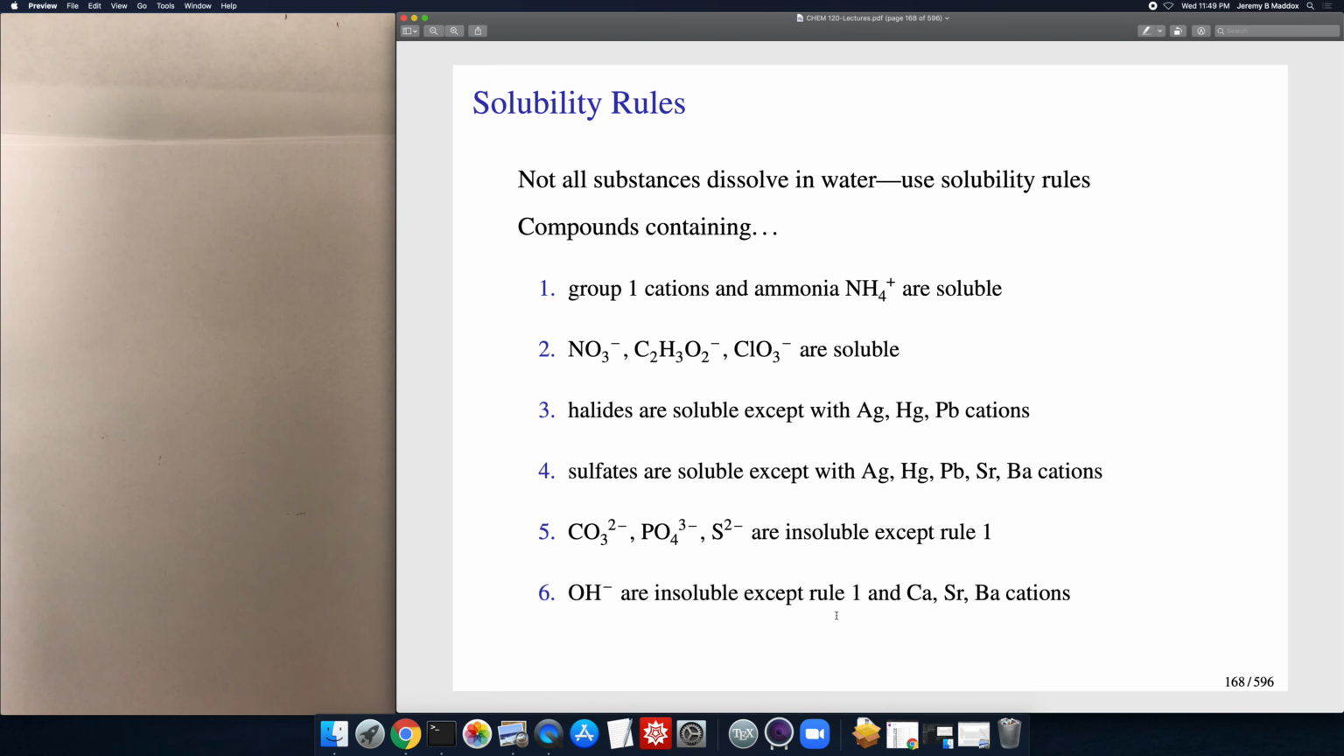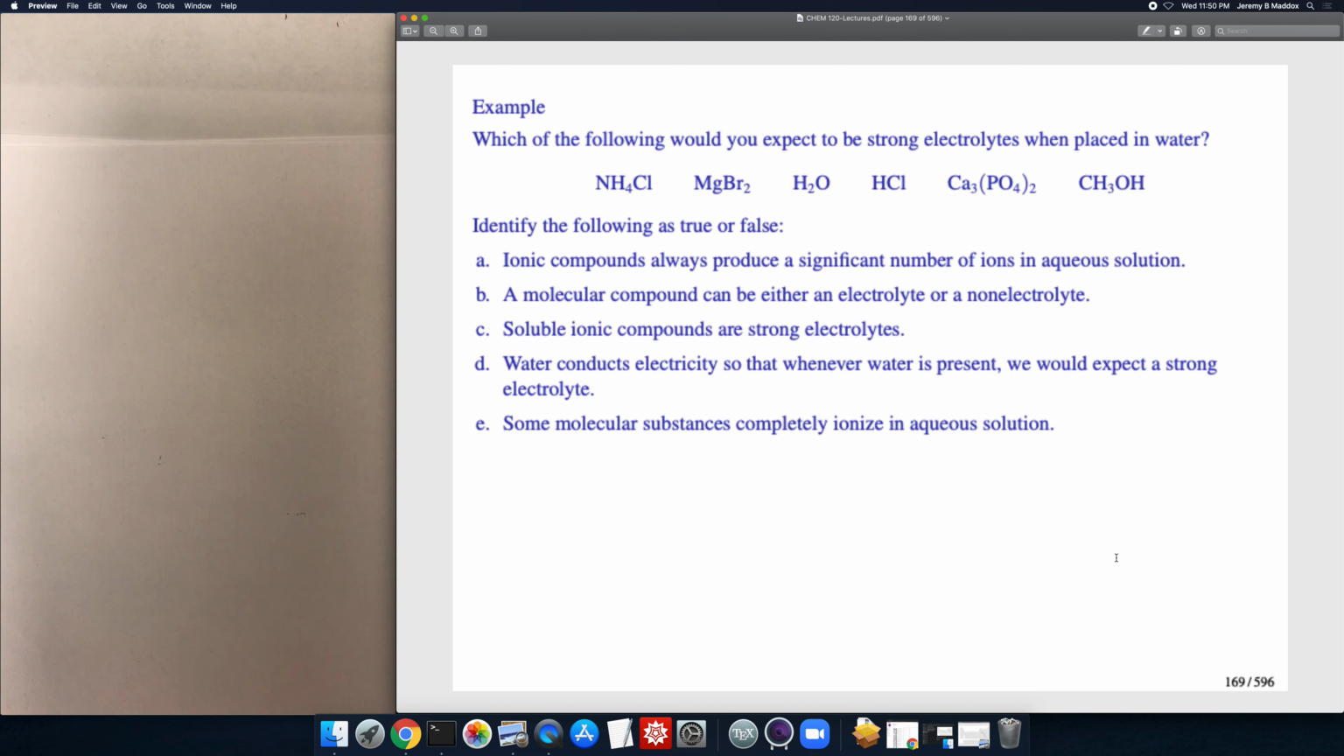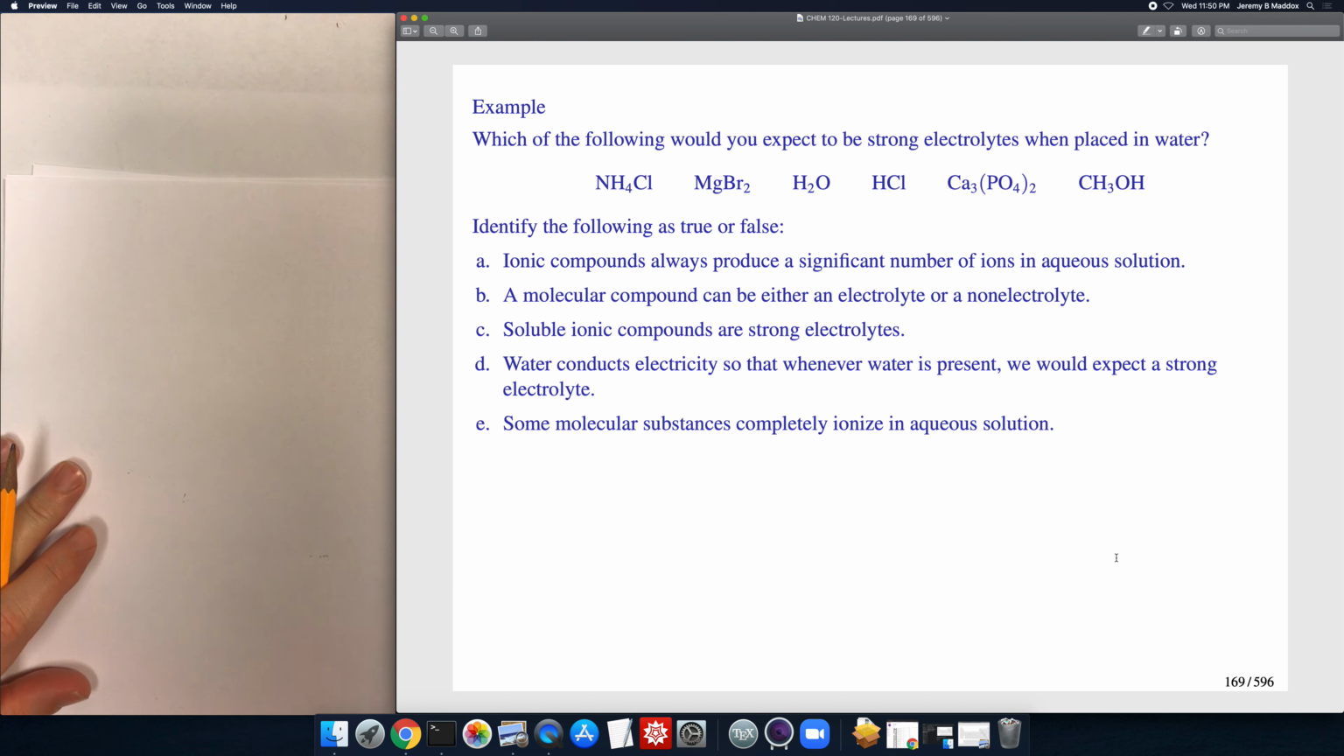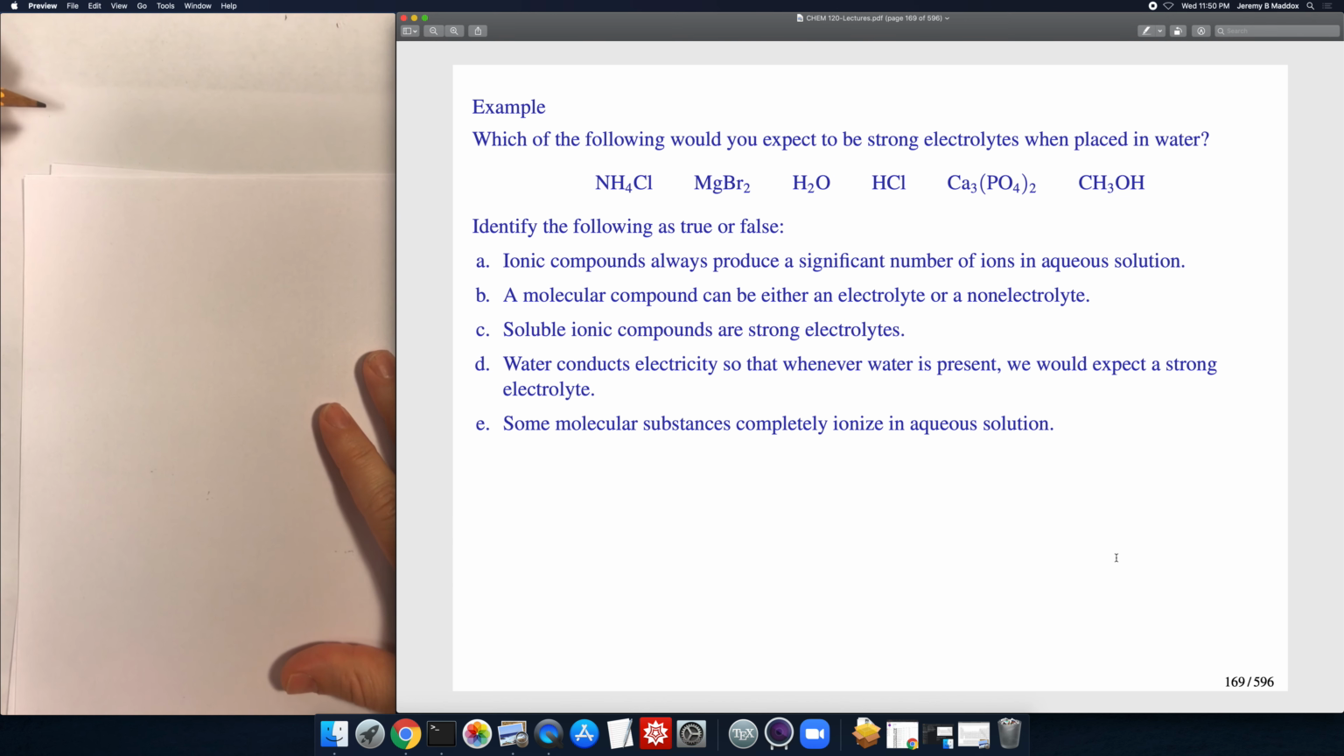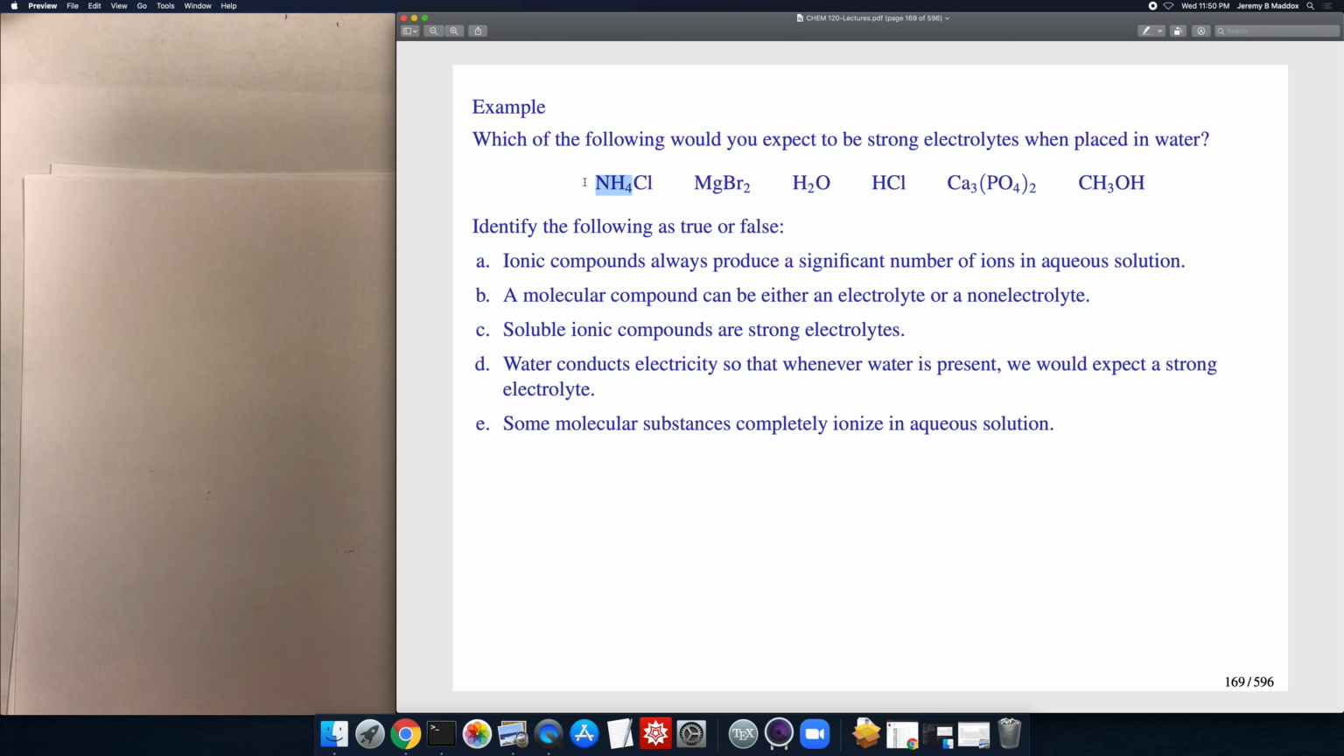Okay, so these are the rules, and we need to learn how to apply them. So I've got some conceptual questions here. In this first part, which of the following species would you expect to be a strong electrolyte when placed in water? Okay, so is the compound soluble or insoluble? Is it an electrolyte or a non-electrolyte? Okay, so for ammonium chloride, right, it contains the ammonium cation. And the rule number 1 is that ammonium containing compounds are very soluble.